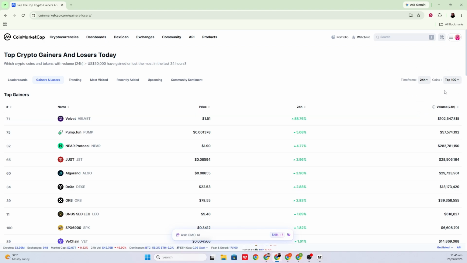Review the listed gainers and check the types of cryptocurrencies leading the movement. Compare whether the top-performing assets are larger platform tokens or lower liquidity meme coins.